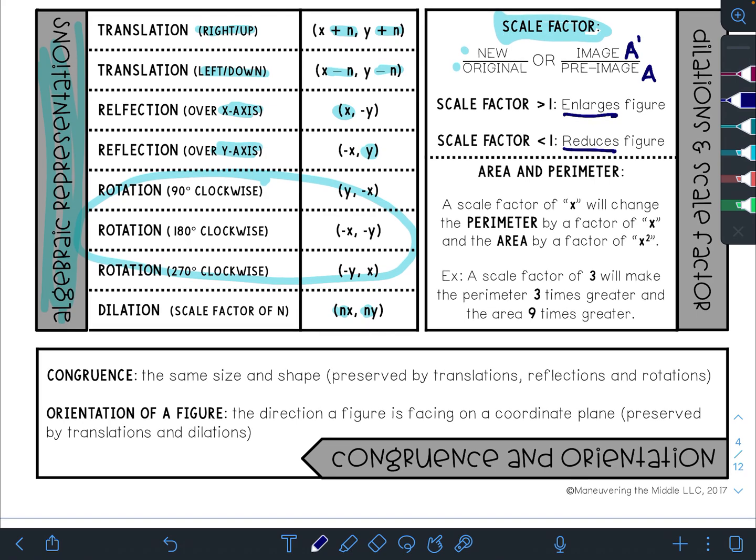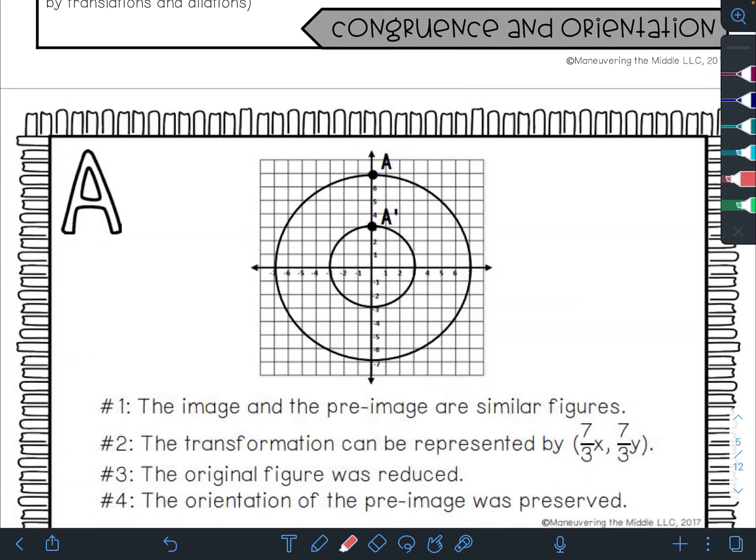Area and perimeter. Remember that my perimeter is affected just by the scale factor alone. My area, however, is affected by the scale factor squared. So a scale factor of 3 will make the perimeter 3 times greater and the area 9 times greater, because 3 squared gives me 9. Congruence and orientation. Congruence means it's the same shape, same size. So that works on translations, reflections, and rotations. Orientation of a figure is preserved only with translations and dilations.